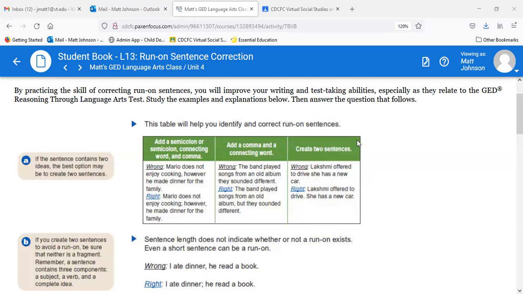And then, of course, you could just create two sentences. So the incorrect sentence they have here, Lakshmi offered to drive, she has a new car. Right? You could feel that it's a run-on sentence. Feels like everything is smushed together. Lakshmi offered to drive, she has a new car. It's just awkward. So we can just make two simple sentences there. Lakshmi offered to drive. She has a new car, right? So there you go. That's the three rules there. You're either going to add like one of those transitional words like however, nevertheless, or add a comma and a connecting word.